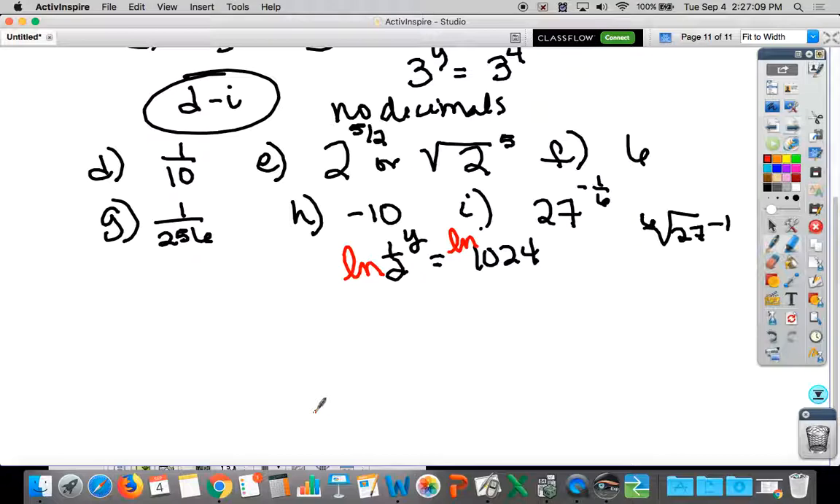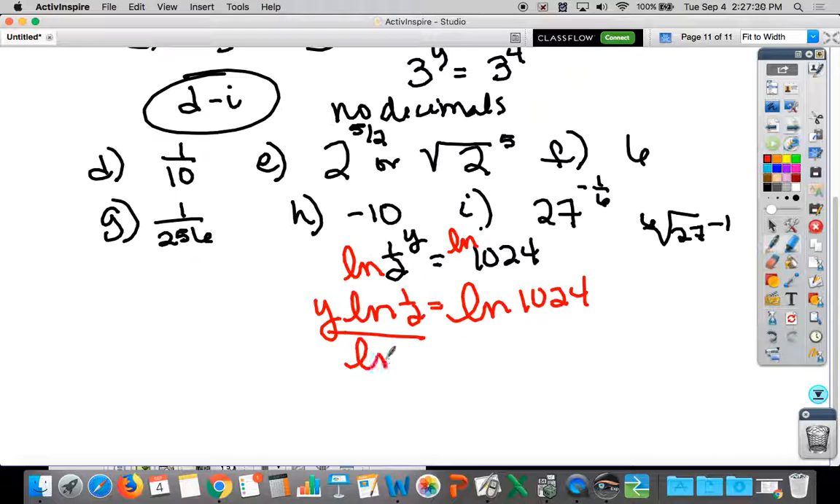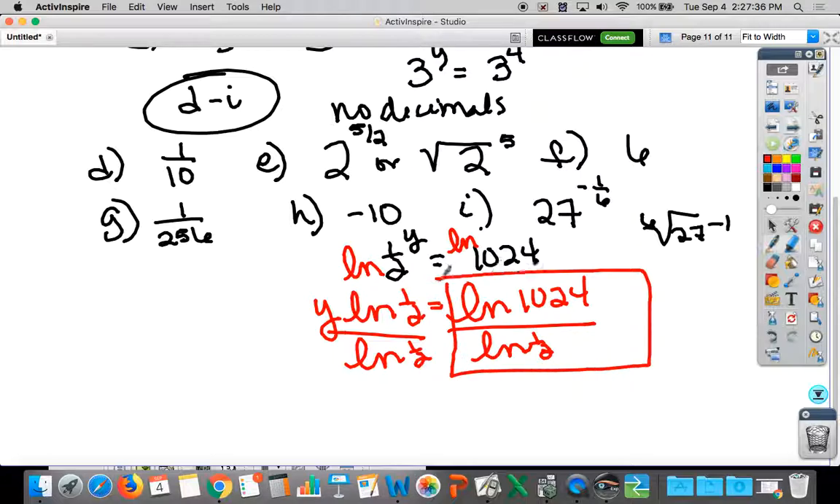So I don't have any LNs or logs. I can drop logs in. If I have 2 logs, I can take them out, okay? So then I would bring my power down in front. And how would I get y by itself? Try that on your calculator and see if you don't get -10.